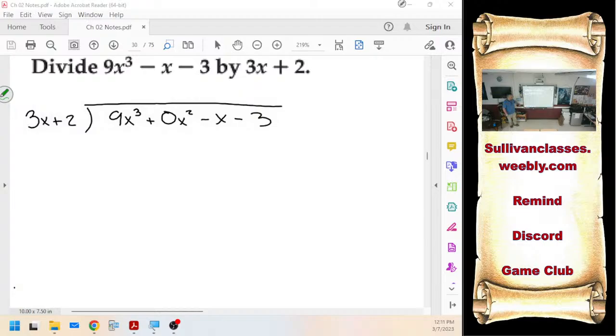So, what do we have for a process here? What am I dividing by what? What things am I looking at when I start the division process? Okay. Leading term with leading term. 9x cubed divided by 3x is 3x squared. And I'm going to put that over the x squared term. Good thing I got a 0 as a placeholder.